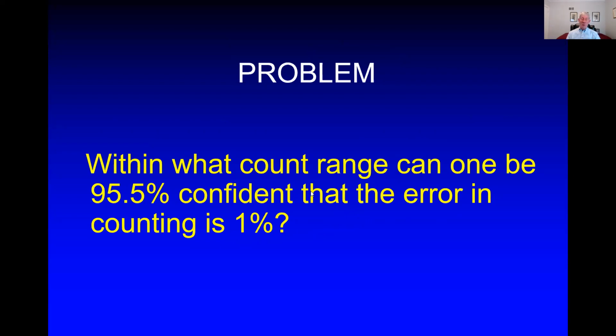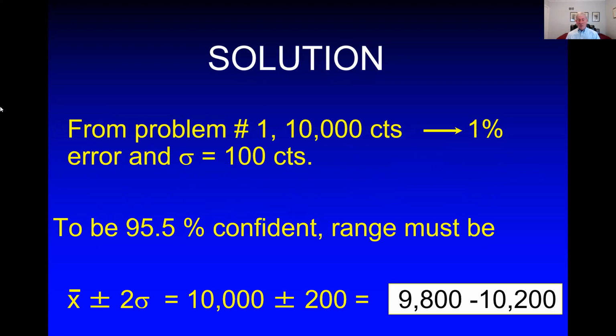Now that problem we worked 20 minutes ago, you might remember from the first problem, we said if it's 10,000 counts, we took the square root of 10,000 divided by 10,000, and that gave us a 1% error. So a 1% error means that we're counting with 10,000 counts. What would be the sigma for 10,000 counts? If we've counted a sample one time, sigma is going to be the square root of that number.